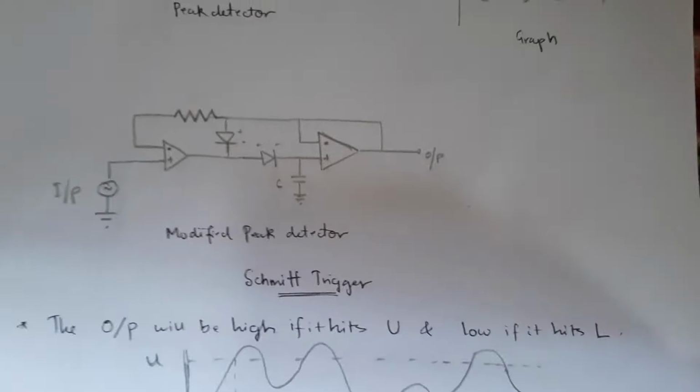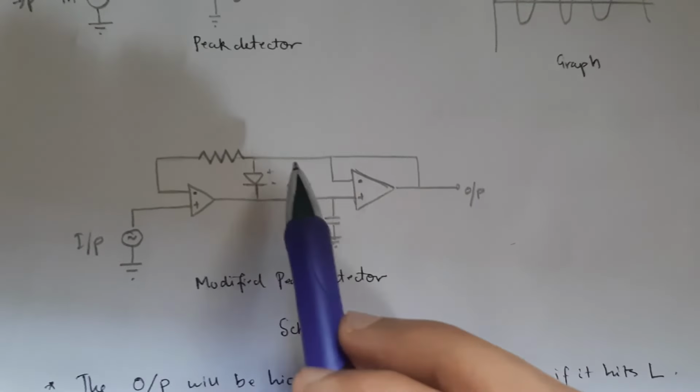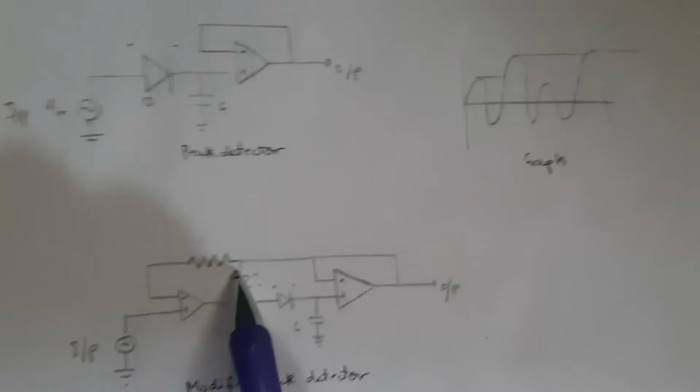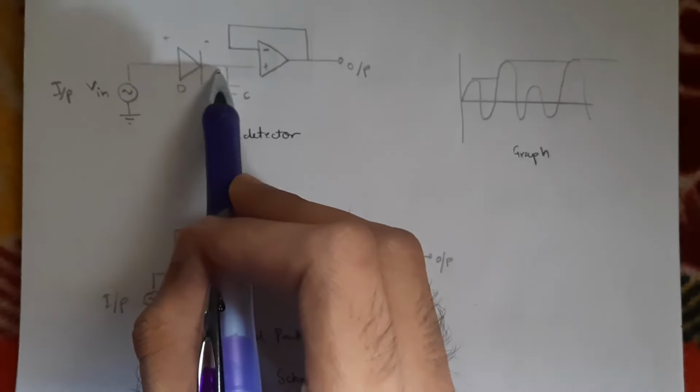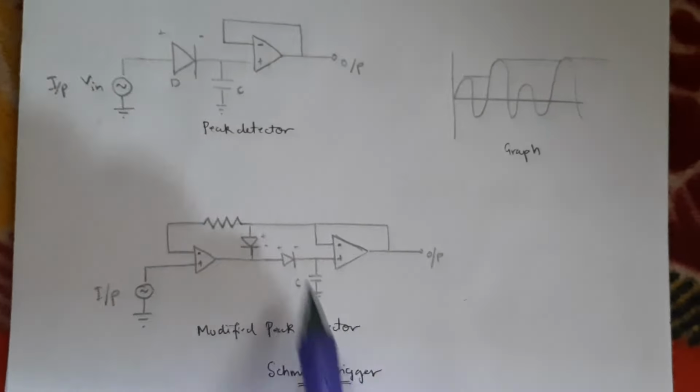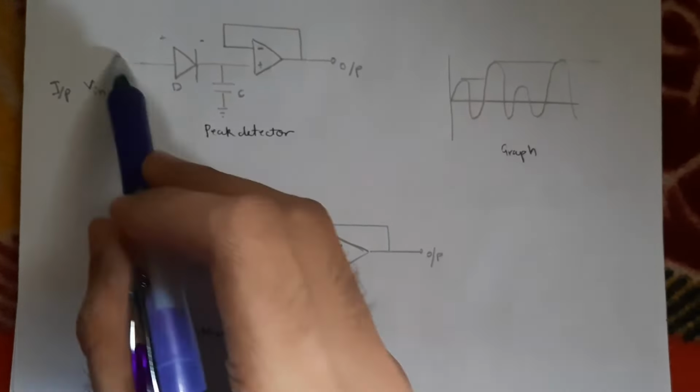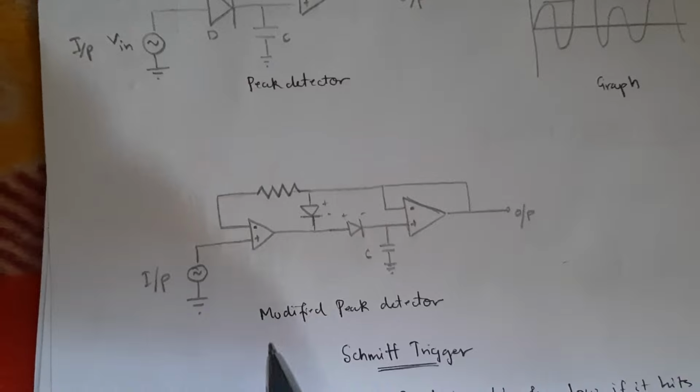Then you have the modified peak detector. This is nothing, just the same thing I am showing. I'm going to cut this whole thing into two parts, a right part and a left part. This right part is here and this left part is here, and if I join these things, adding a resistor, another op amp, and another diode, it is known as the modified peak detector. What it does is provide a better result, with negligible losses being less, and such things. The modified peak detector has better performance.